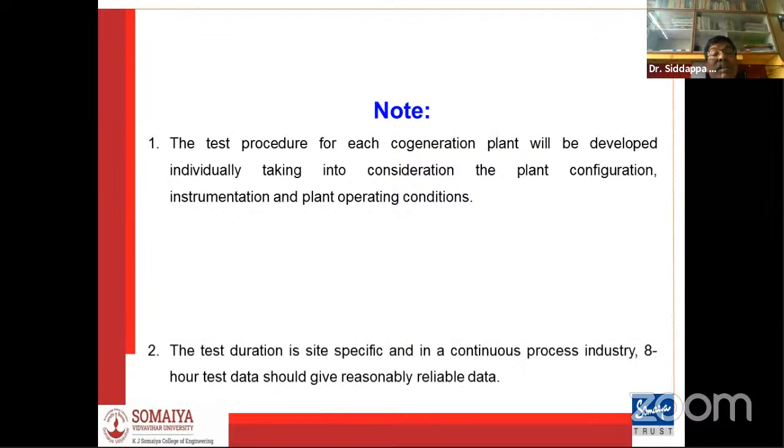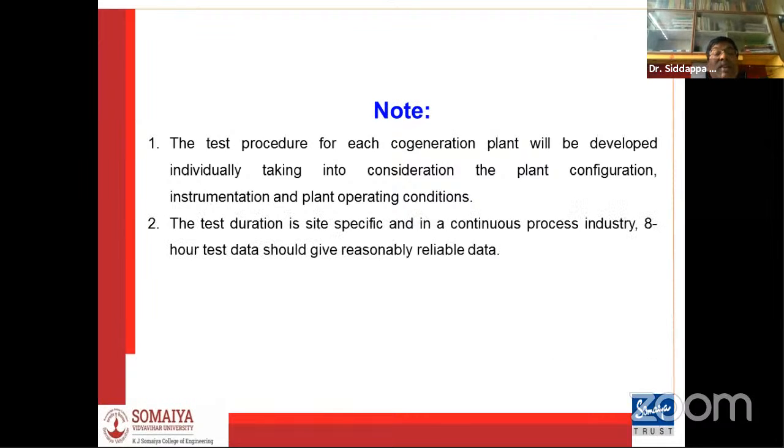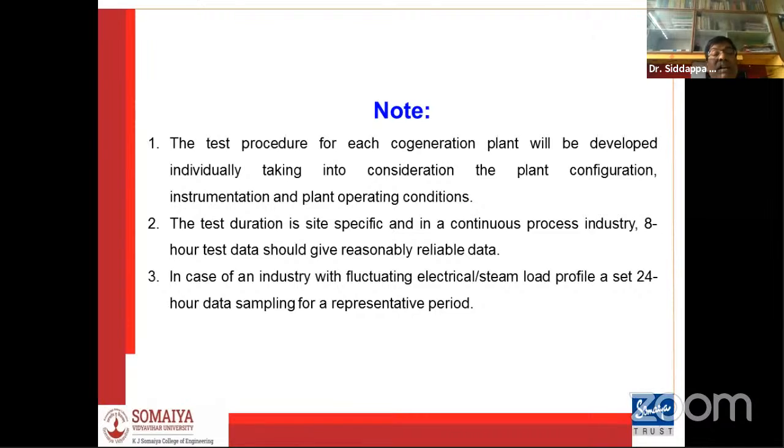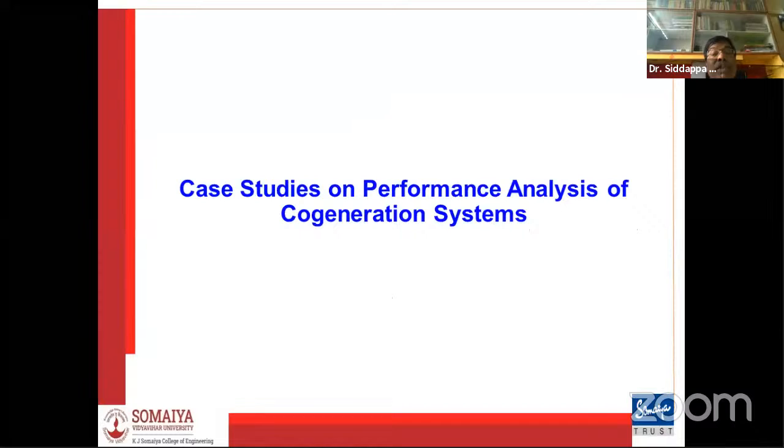And the test procedure for each cogeneration plant will be developed individually, depending upon the type of the system and the types of instruments you are going to use. Generally, we use 8 hours of test data, and if the system is very fluctuating, or load and power consumption vary continuously, then we may need to go for 24-hour data sampling collection. And here I am going to share with you one or two case studies.